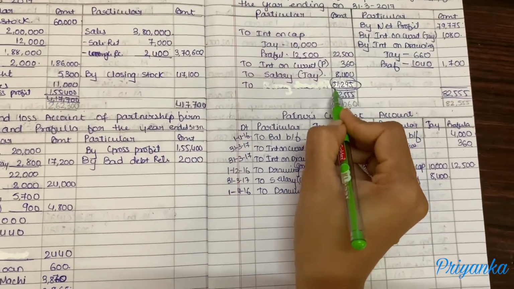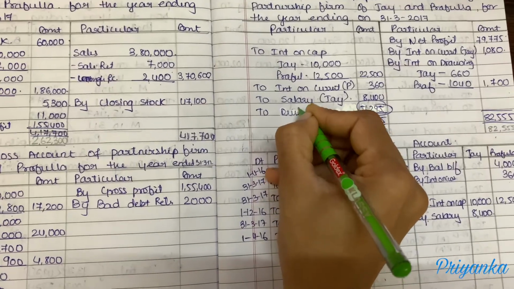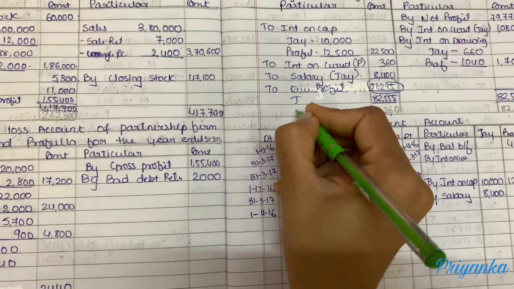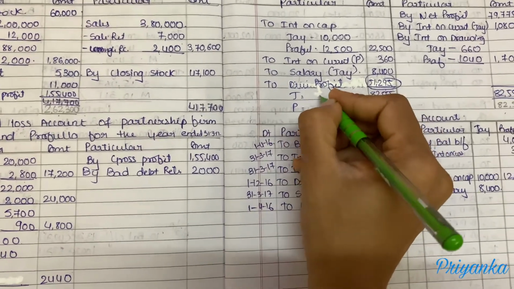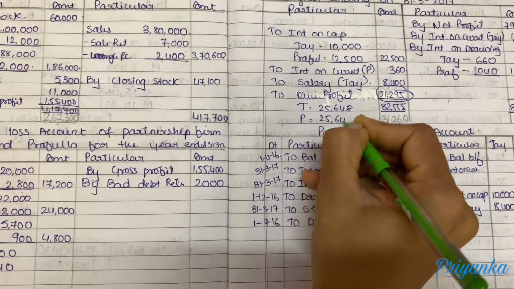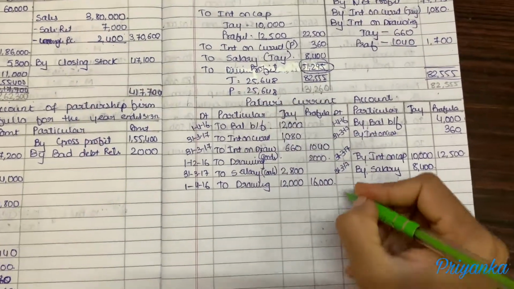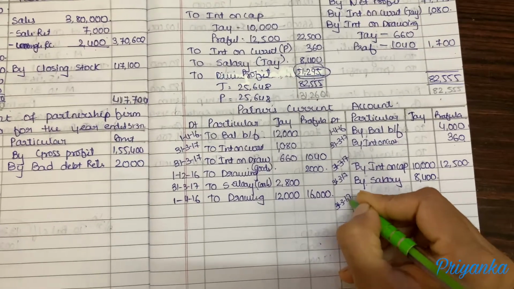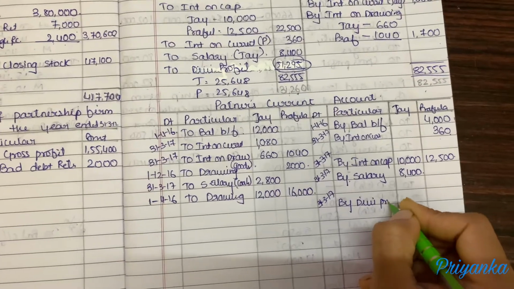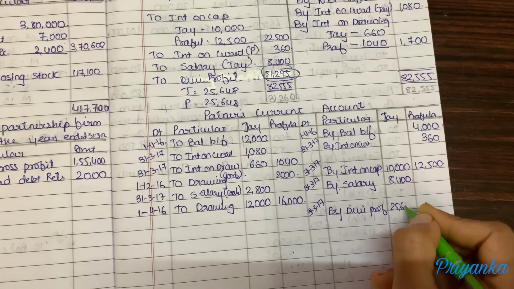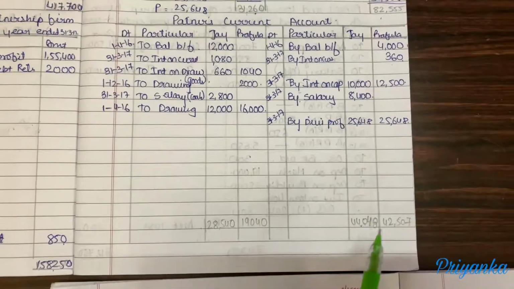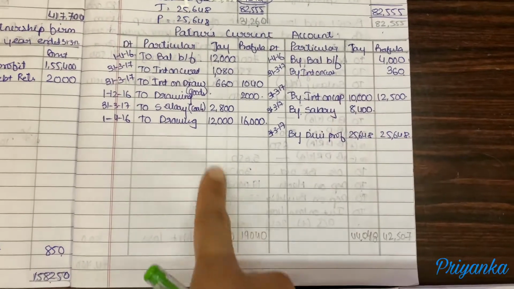if we divide equally, that's our divisible profit between J and Prafula. It would be 25,648 for each partner, which will move over here, 31st March 2017, by divisible profit 25,648 for both partners. Here I made the total of all the columns. First we'll compare only for J.